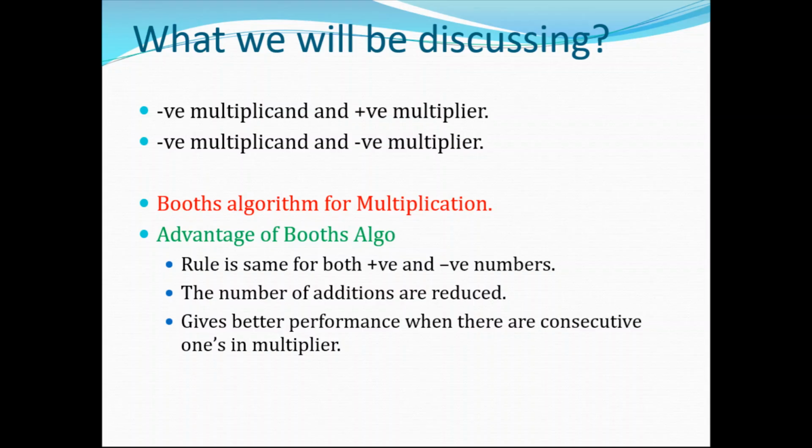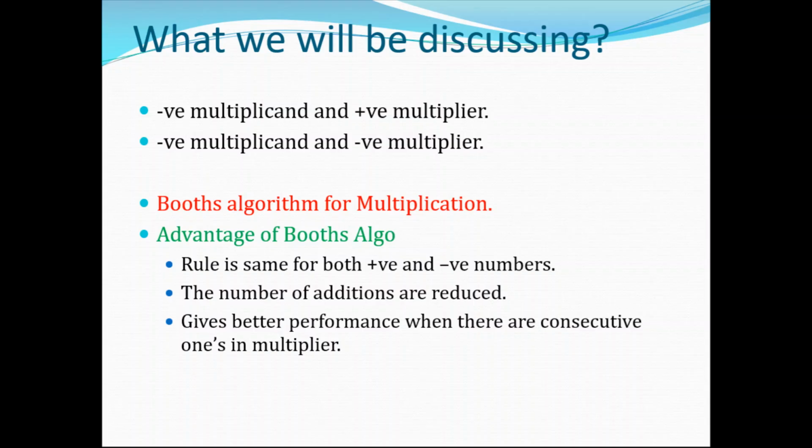You may ask, why should we minimize the number of additions? If you minimize the number of additions, you are not applying load on the processor. So the processor load is reduced, and this operation can be done at a faster rate. This will actually help in increasing the speed of the processor.